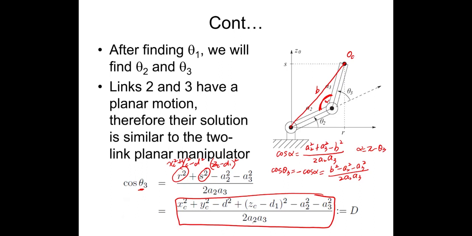Again, A2, A3, and D1, together with D, the offset of the shoulder, are the geometry. Let me mark these with a small dash. So these are the geometry, and these three, XC, YC, and ZC, are the coordinates of the spherical wrist center. Then we can quickly calculate theta 3, because they are all known.